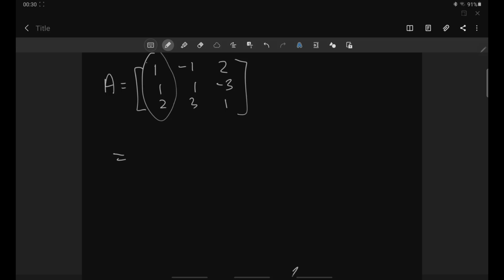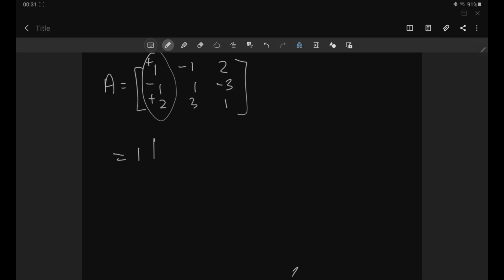We have A equal to 1, -1, so 1, 1, -3, 2, 3, 1. Okay. Here we can use any row or any column, but now I choose the first column as the entries to get the determinant. For example, here we have plus, minus, plus.